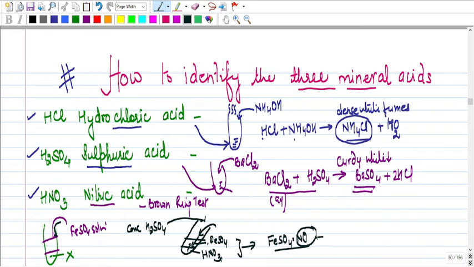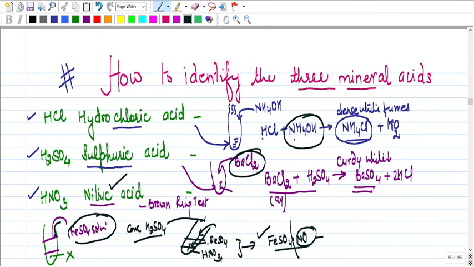Isn't it interesting? So all you have to remember is these are three chemicals which are used to identify these three acids. So hydrochloric acid, the chemical is ammonium hydroxide. For sulfuric acid, the chemical is barium chloride, and for nitric acid you have freshly prepared ferrous sulfate solution and concentrated sulfuric acid. What do you get? You get nitroso-ferrous sulfate brown color ring. The moment you shake the test tube, this brown color ring disappears. Right? Why? Because nitroso-ferrous sulfate is a weak, unstable compound, and with shaking it breaks.